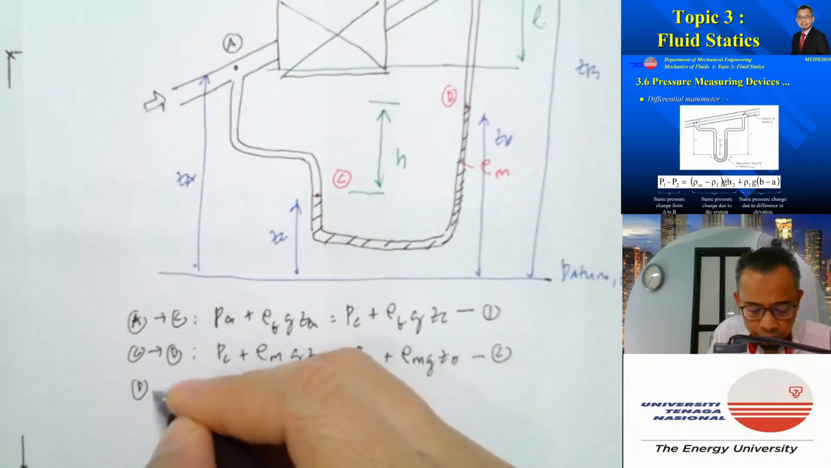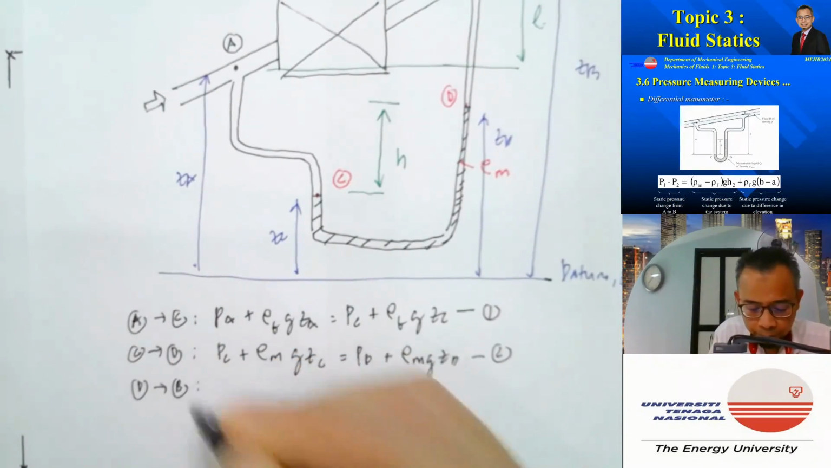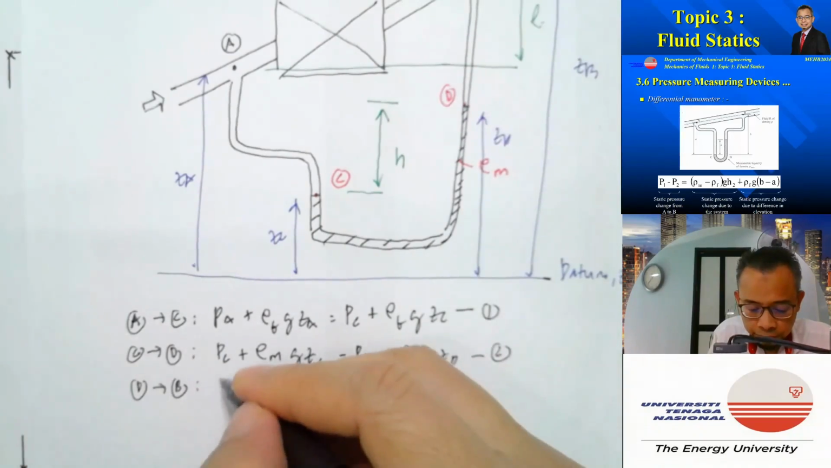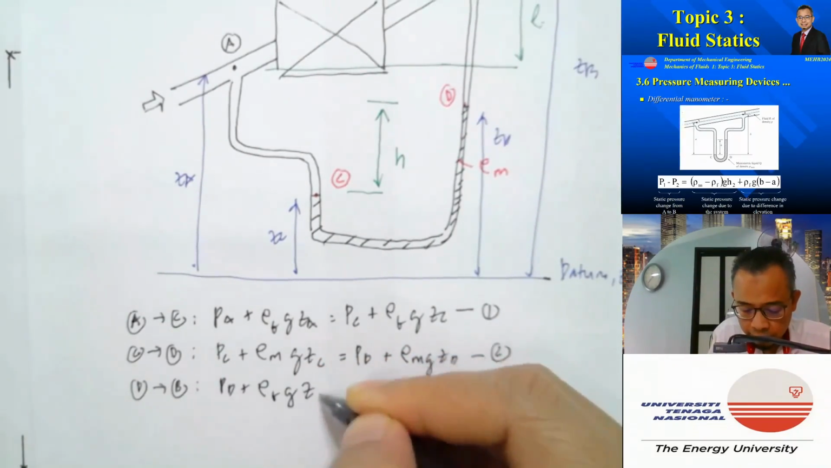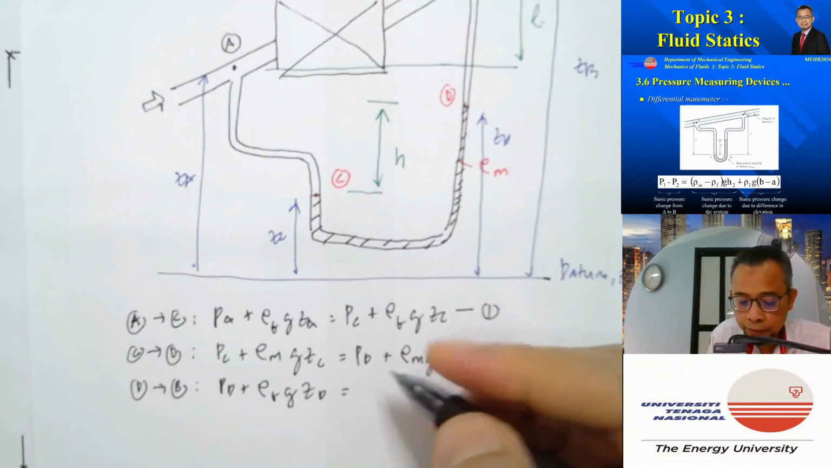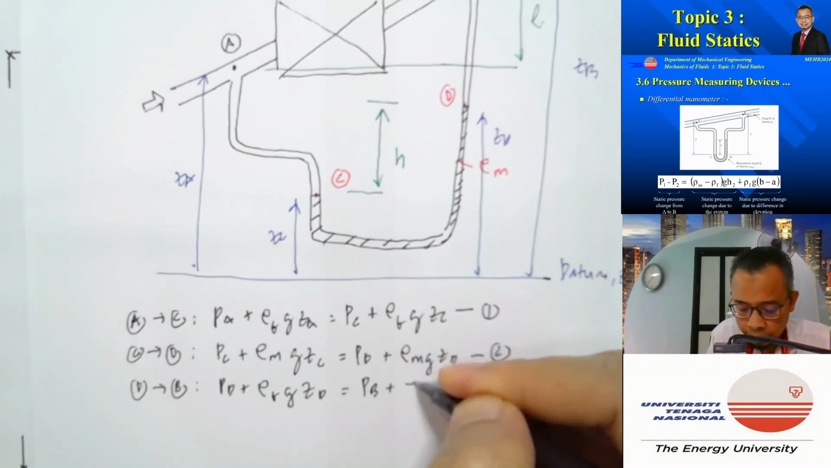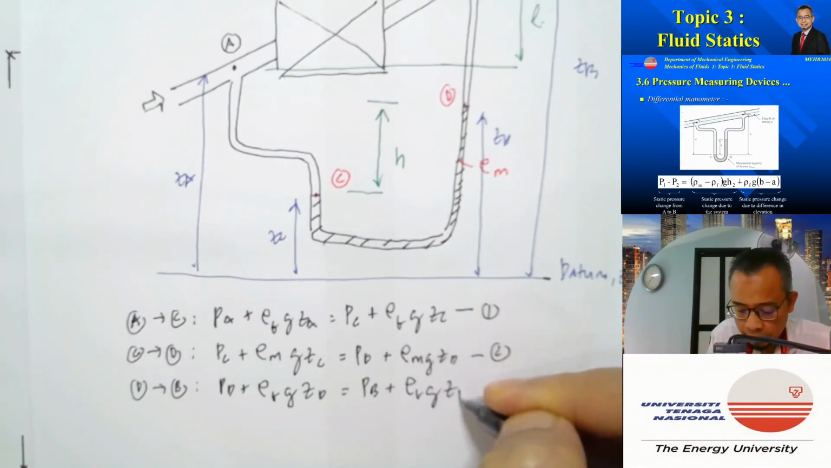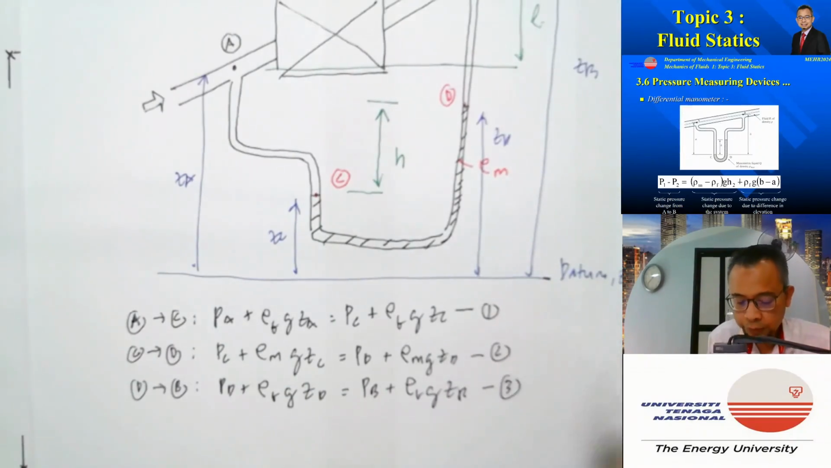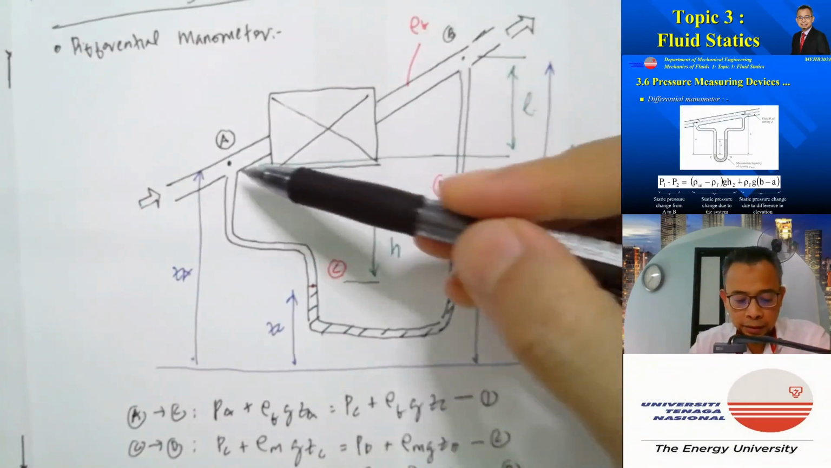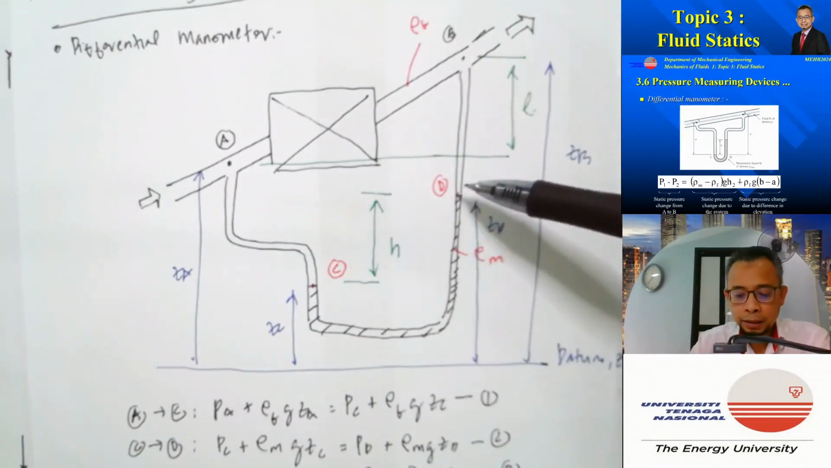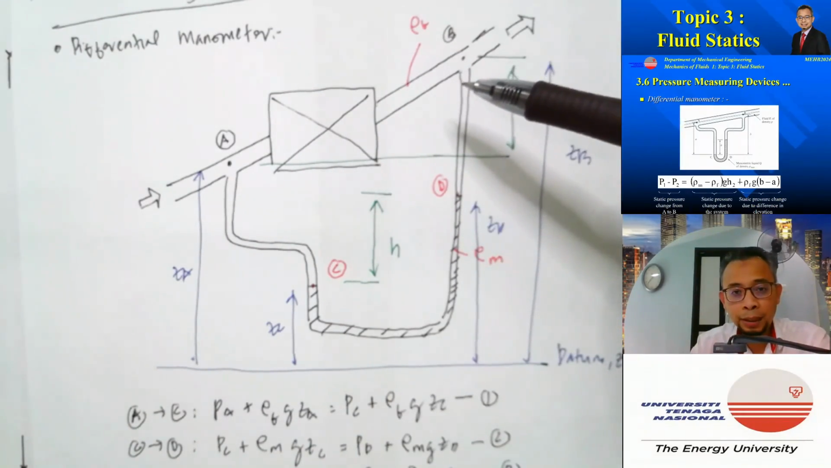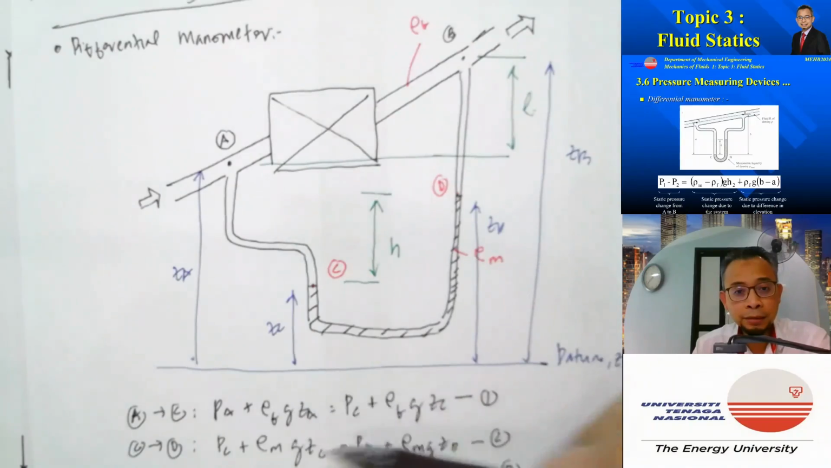And then I can also apply from D to B, which is PD. So now it's rho fluid again. rho fluid g ZD must be equal to PB plus rho fluid g ZB. That's my equation 3. Note that the fluid here from A to C, C to D, and D to B are static fluid. So that's why we can apply these equations.